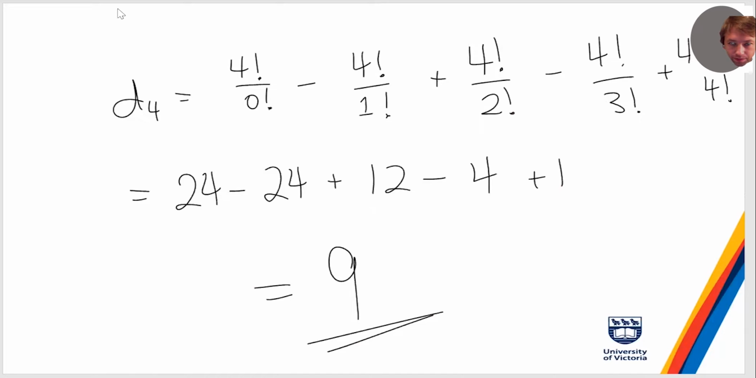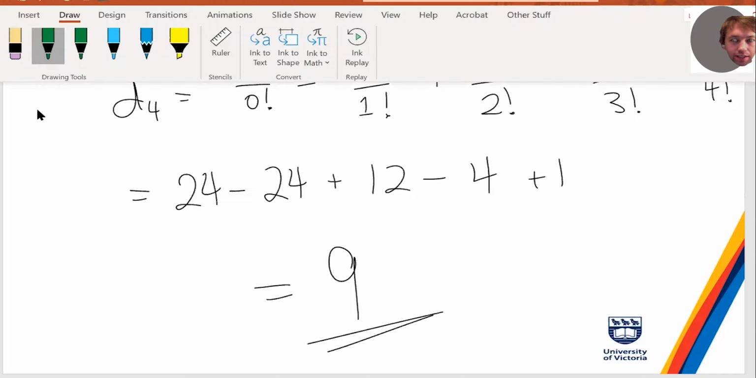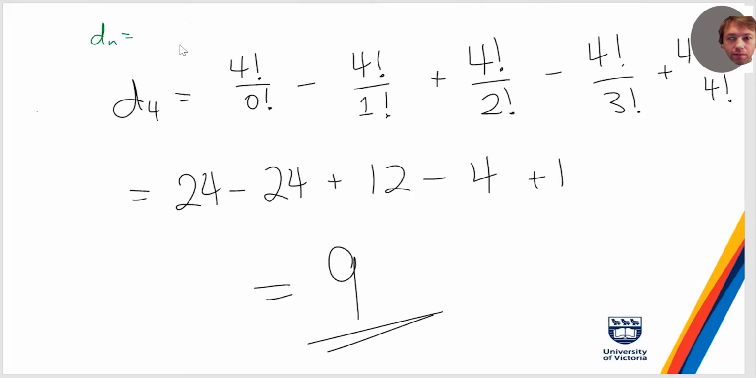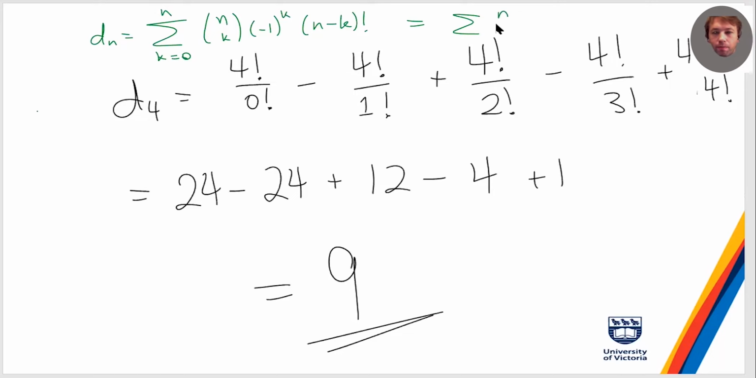Remember the formula was that D_n is the sum from k equals 0 up to n of n choose k, times negative 1 to the k, times n minus k factorial. We came up with 2 different ways of writing this by canceling; it doesn't matter which, it's the same. You can also cancel the n minus k factorials, and you get n factorial over k factorial times negative 1 to the k. And that's what I'm computing here.